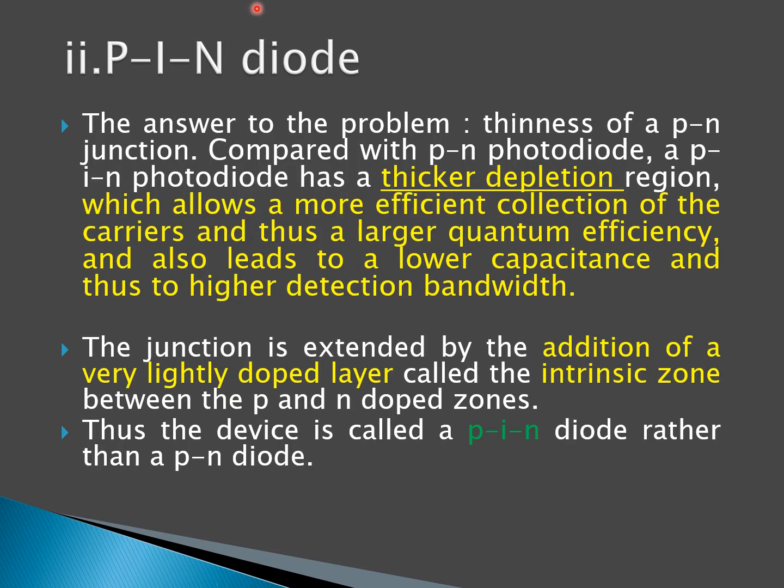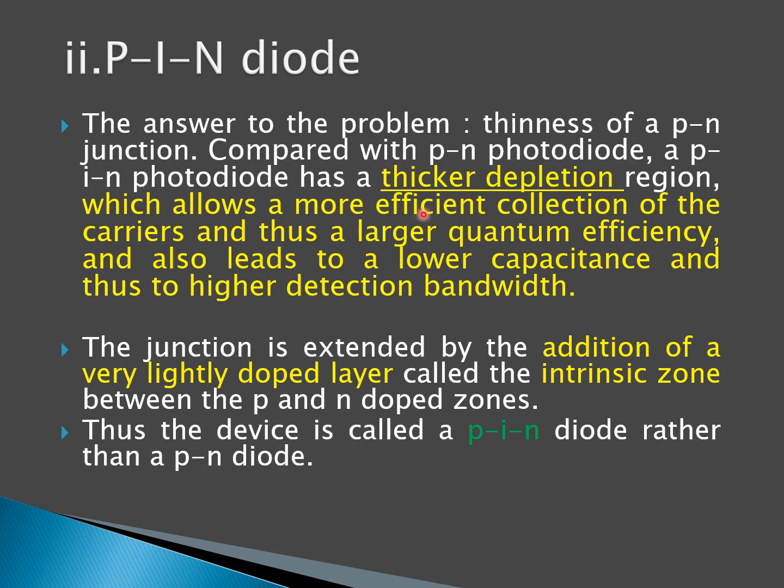Now let us look at the PIN photodiode. The PIN photodiode is the answer to the problem of the thin PN junction in the PN photodiode. As compared to a PN photodiode, a PIN photodiode has a thicker depletion region, so this is an advancement.